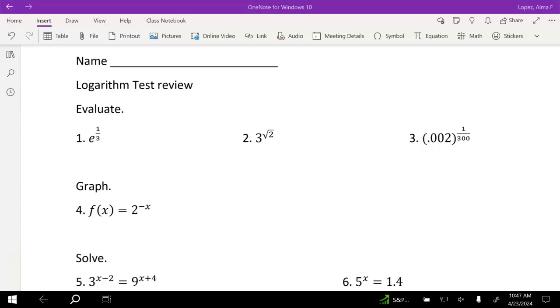E to the 1 divided by 3 is 1.396. Remember, you're going to keep them out to 3 decimal places. Let's see, 3 to the square root of 2. When you plug that into the calculator, you should get 4.729. I'm rounding to 3 decimal places. And 0.002 to the 1 divided by 300 power.